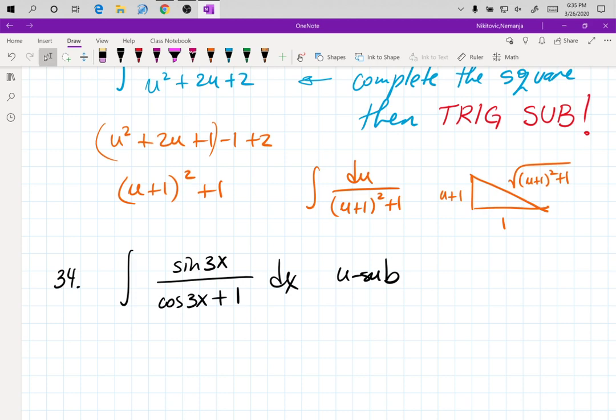You have the cosine 3x plus 1 as a u, and du is already ready up there. You just have to worry about a constant of 3 and 1/3 in front of the integral, and you're done. So it should be 2 lines.